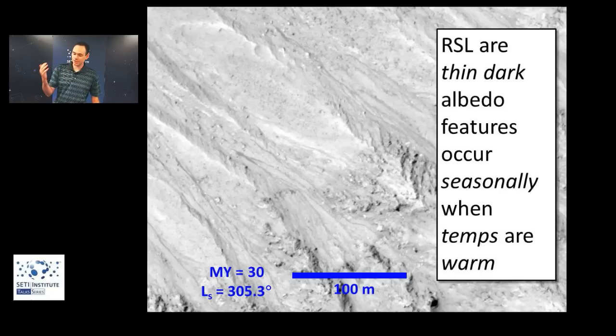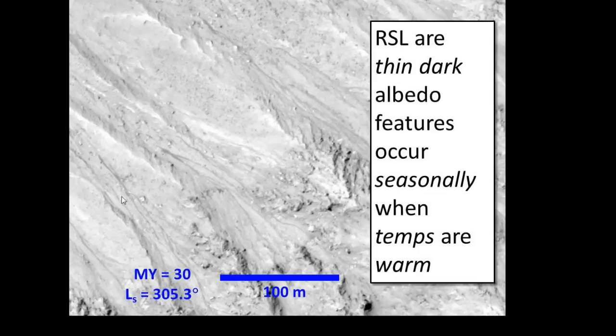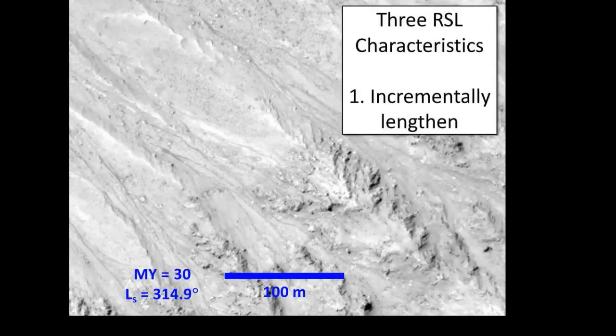So RSL, Recurring Slope Lineae, are thin, dark albedo features. They're these right in here. They occur seasonally when the temperatures are warm. What I'm going to show right now is watch them lengthen. Here we're at LS 305. I'm going to forward about 15 sols at a time, and we're going to see these increase. This is pretty much the cadence of the images that are taken at best, within 15 days, and you can see how they're lengthening here. This is the first characteristic of an RSL site: they must incrementally lengthen.